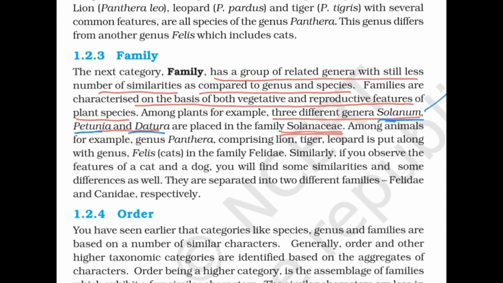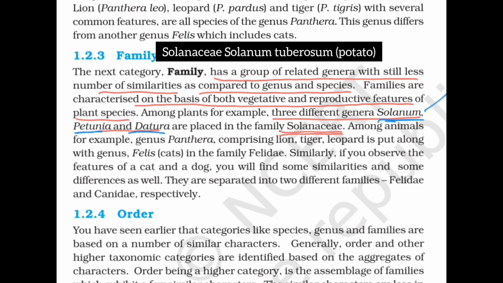So Solanum nigrum, Solanum is the genus, nigrum is the species. Above the genus is Solanaceae. They are placed in the family Solanaceae. So if we talk in the order family, genus, species, it will come as Solanaceae, Solanum, nigrum. Solanaceae, Solanum tuberosum will be the family, genus, species name of potato.